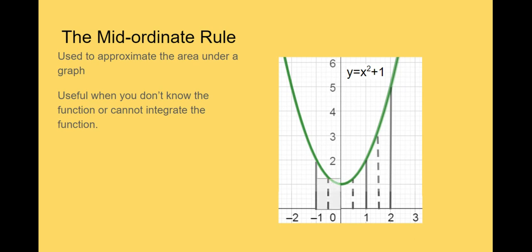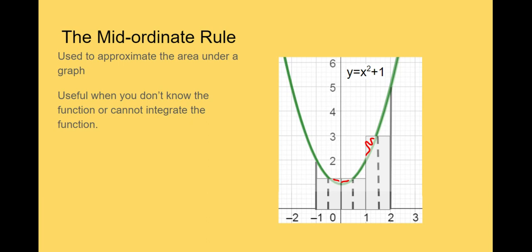There's our first rectangle. You can see the height of the rectangle is the same as the y value, or the y-ordinate, and the base of the rectangle is the same as the width of the strip. Same for all the strips. Now, what we can see is that for each strip, part of the area in the rectangle is not under the graph. Same for each rectangle.